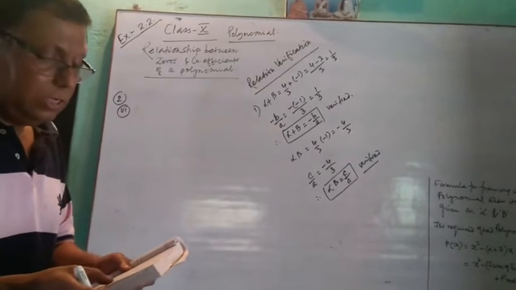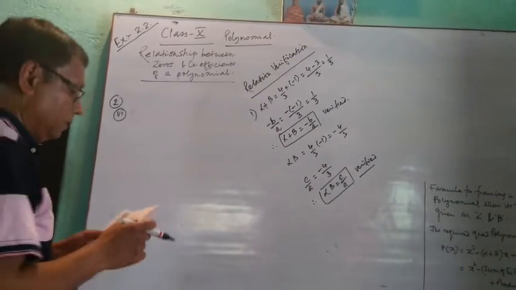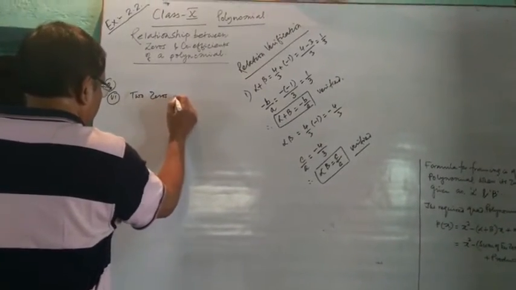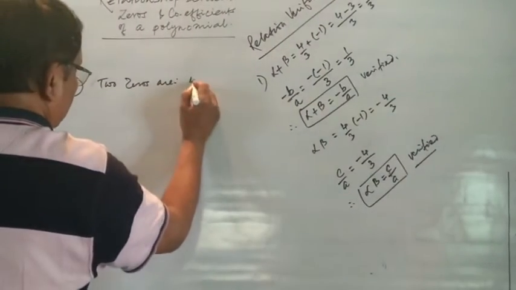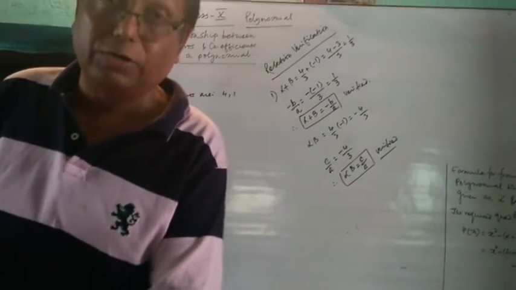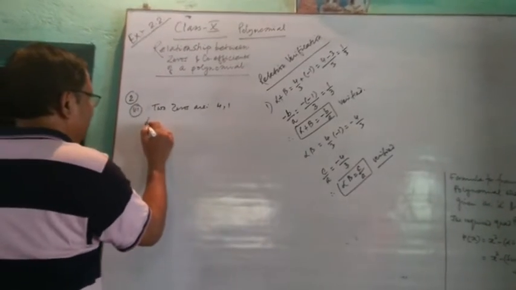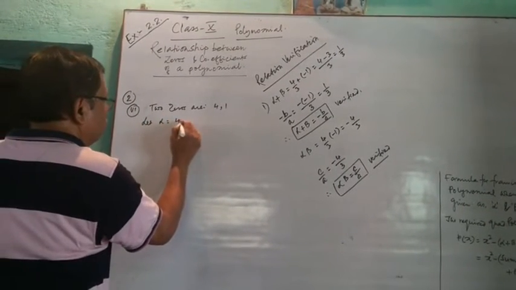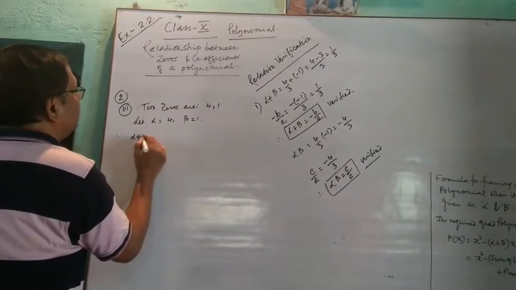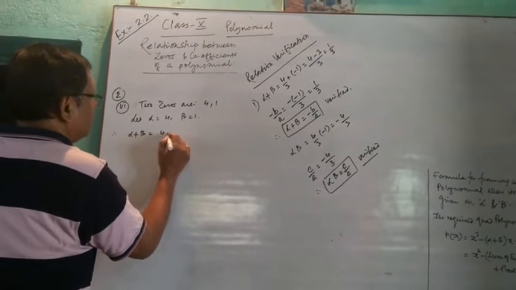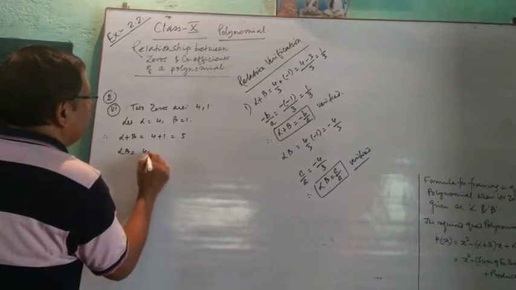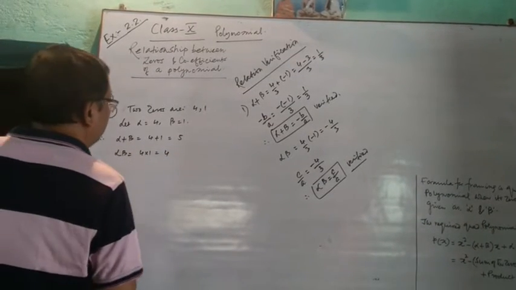Question number 2, part 6 of question number 2, you are given two zeros: 4 and 1. And what you have to do? You have to find a quadratic polynomial. Now simply let alpha equal 4 and beta equal 1. Therefore, alpha plus beta will be 4 plus 1, that is 5. And alpha beta will be 4 into 1, that is 4.